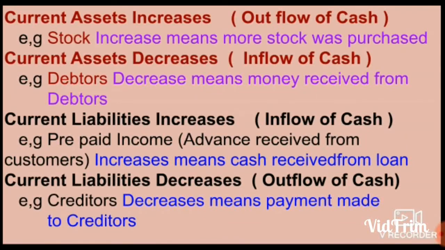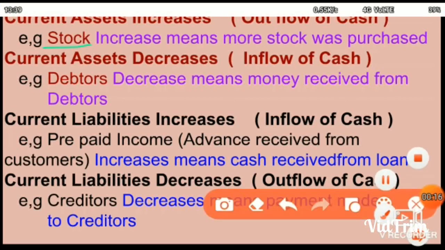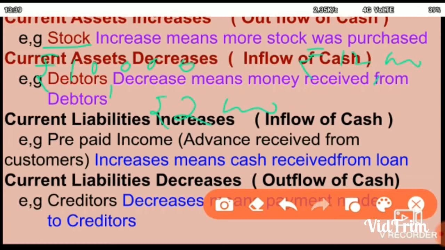Let me explain the concept with some examples. If current asset increases, we assume that there is an outflow of cash. To explain this, let me take the example of stock. Stock is a current asset, and let us assume that the opening value of stock is 10,000 and the closing value is 12,000. Now there's a difference of 2,000. Now we assume that the business has purchased more goods during the year and it had to pay rupees 2,000 for purchasing the goods. So we can conclude that if current asset increases, there is an outflow of cash.